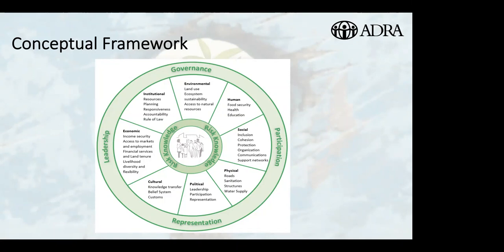So in summary, all of these subsystems should take into account the cross-cutting issues that we have in our outer circle of governance, participation, representation, and leadership. And of course, the inner circle around the communities, you've got risk knowledge. As we've discussed at various points, risk knowledge is really important in understanding the way forward to improve resilience. So on that note, I'll leave it to Prabhuk to lead us in understanding the resilience pathway model.